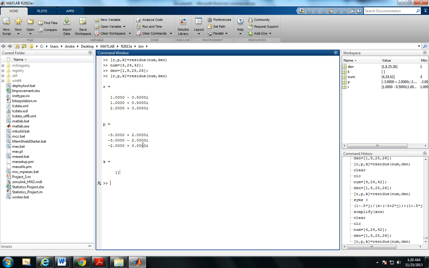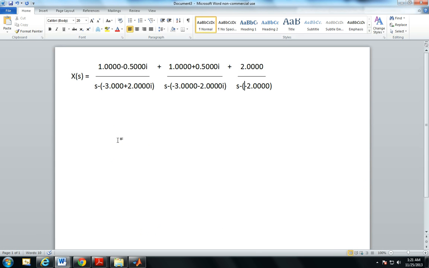Now what this all boils down to is that the partial fraction expansion is of the form as follows. Now, I've kept all the decimal places just to stay consistent with the outputs of MATLAB's residue function. So X(s) = (1 - 0.5i)/(s - (-3 + 2i)) + (1 + 0.5i)/(s - (-3 - 2i)) + 2/(s - (-2)).